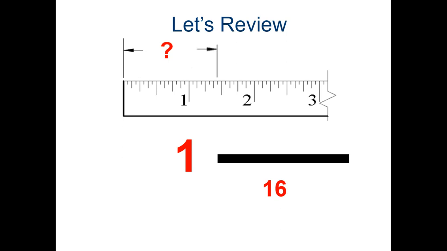So what is the numerator? Step 3 is the numerator. So what is the numerator for this example? Let's count it, right? 1, 2, 3, 4, 5, 6, 7. So 7 sixteenths. Now, step 4 is to reduce. Can we reduce this fraction, 7 sixteenths? No, we can't. So the answer to this question is 1 and 7 sixteenths.